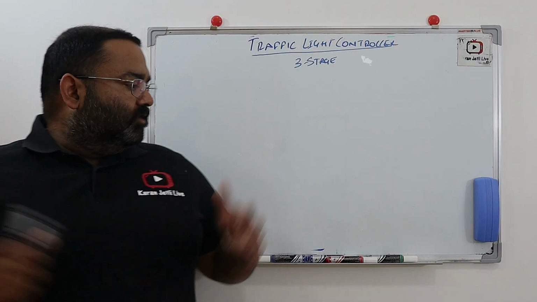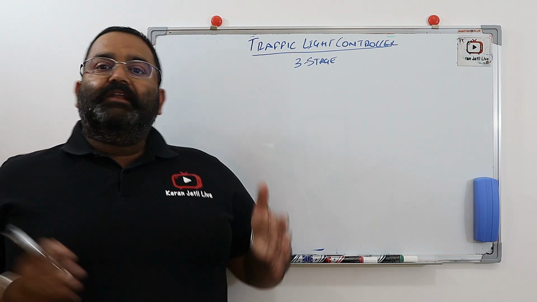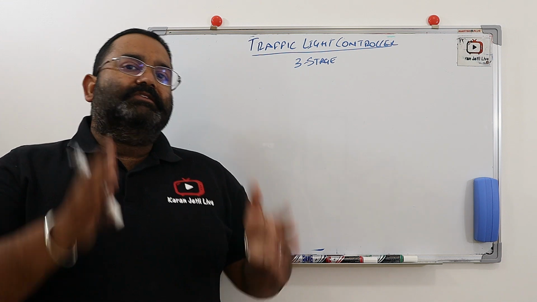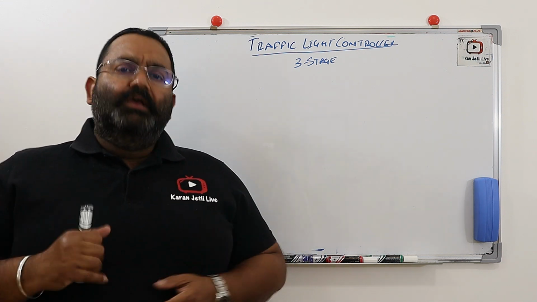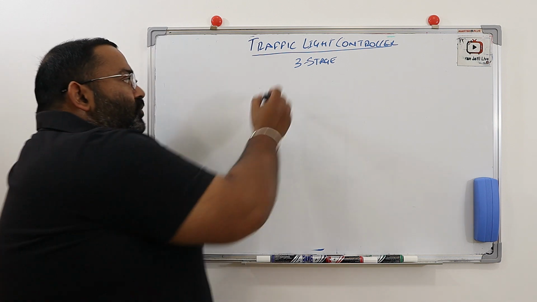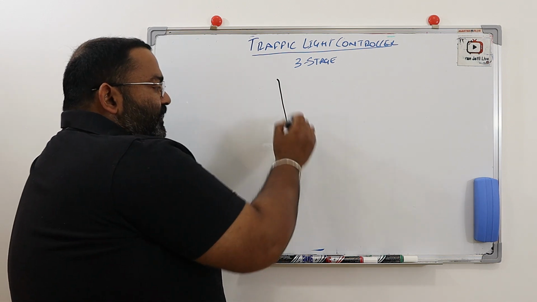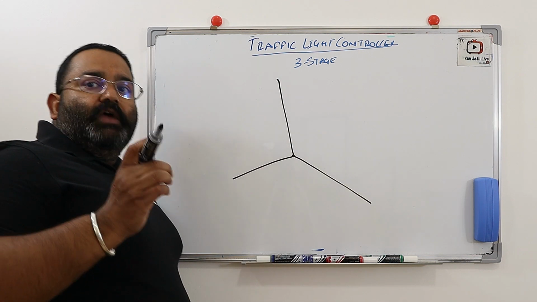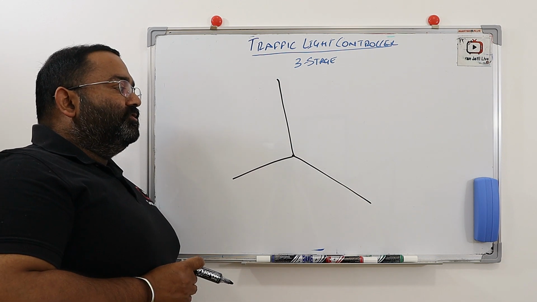So guys, what is a traffic light controller? A traffic light controller is a digital circuit which can control the traffic lights, meaning it can control which light will turn red and which will be green. Now, what do I mean by a three-stage traffic light controller?